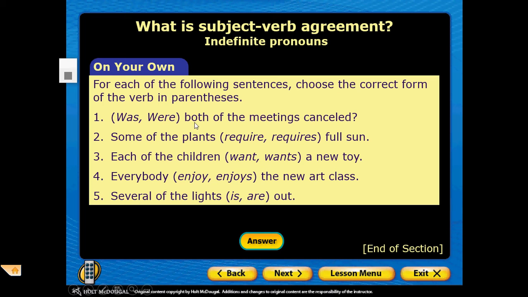Here it's crystal clear. Both. Why? Because both refers to how many? Two. Very good. So am I going to say, was both of the meetings cancelled or were both of the meetings cancelled, Anthony? What do you think? I think were, because both is a plural. It refers to two meetings rather than one only. All right, so let's move on to number two.